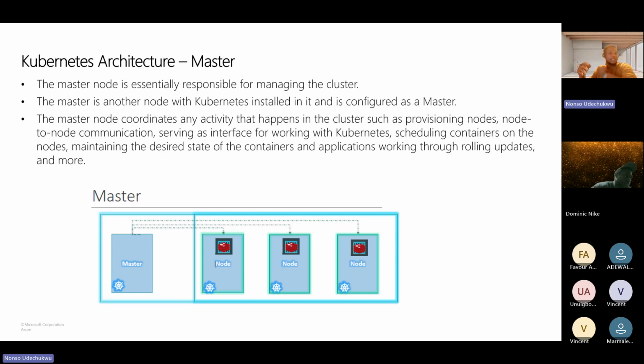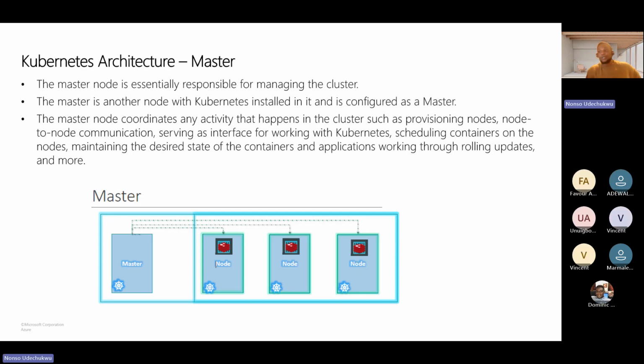Kubernetes architecture. When you have multiple nodes, there's always a need to have one that we call the master. The master is like the Oga of the house, like the CEO. The job of the master is to receive all incoming traffic and direct it to the particular nodes. The kube scheduler I mentioned earlier, the kube controller manager, and the etcd server all live in the master node. It coordinates the activity that happens within the cluster, things like provisioning nodes.